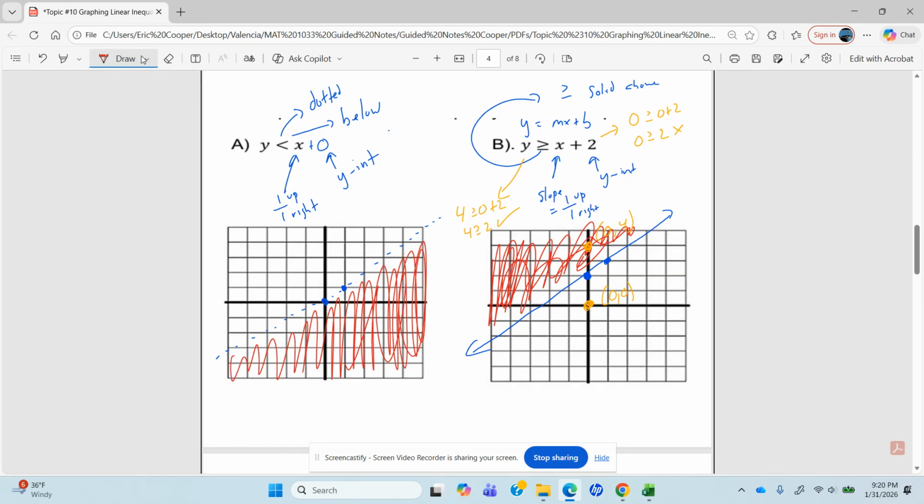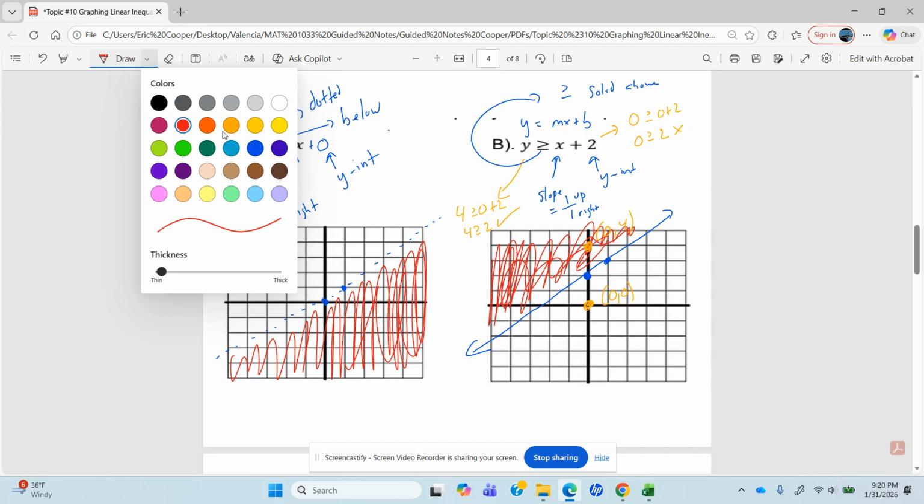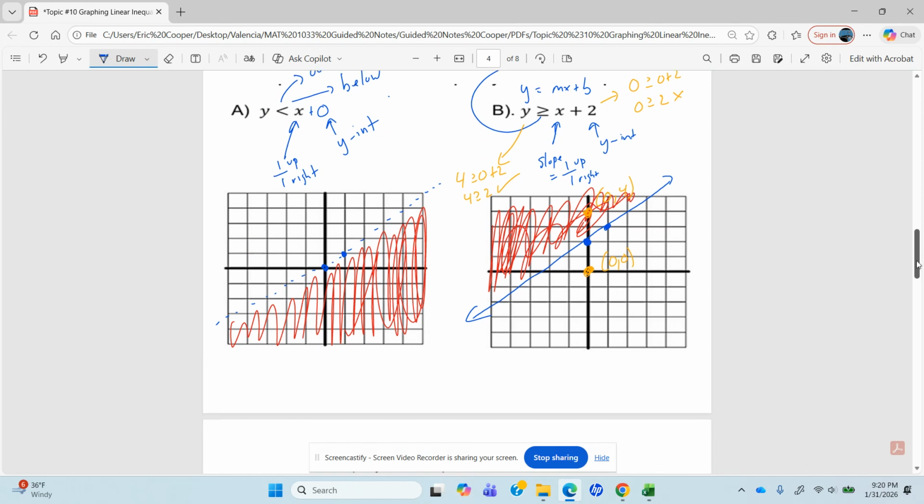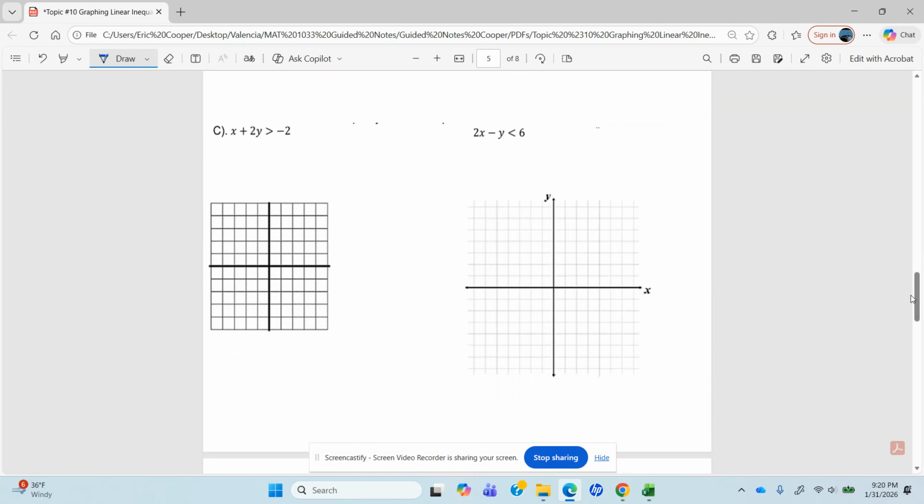So again, just like we did with the number line, we're shading, but now we're shading above or below the graph. And then we're using a solid or a dotted line depending on, is it an equal or is it a not equal to. Let's do it again with these two.